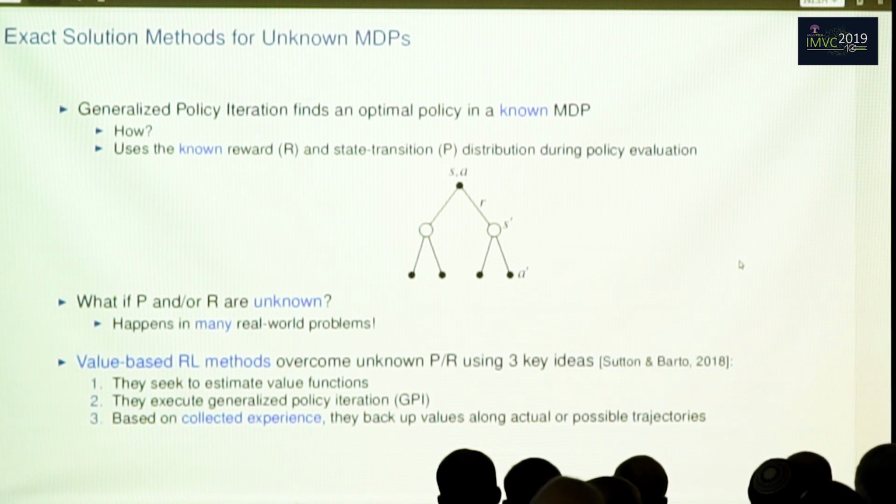The first one, they still seek to estimate value functions like we have seen. And the second one is that they also execute generalized policy iteration that we have seen. But the main difference is that since they don't have knowledge about distributions, they just need to use collected experience instead to represent these underlying distributions.